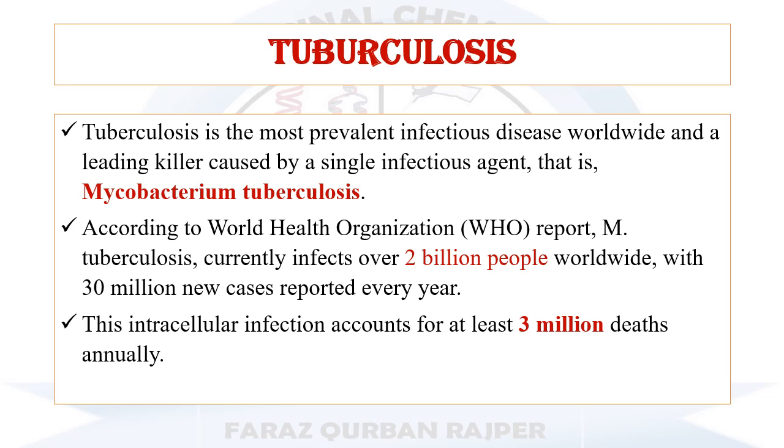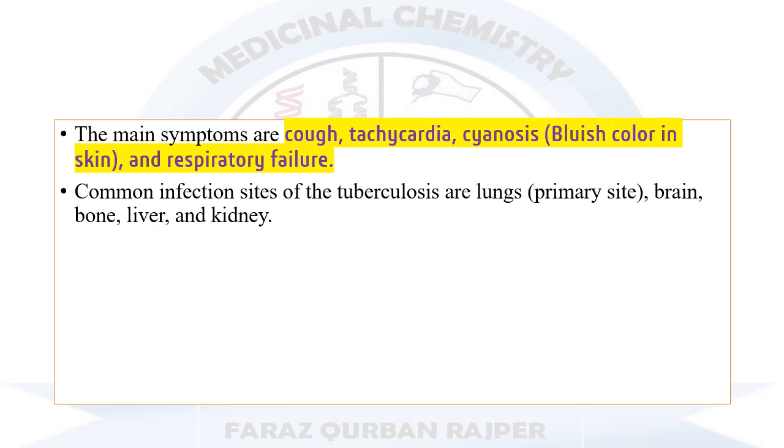It is an intracellular infection that is responsible for the death of 3 million people annually across the globe. The main symptoms of this infectious disease are cough, tachycardia, and cyanosis. Tachycardia is an increase of the heart rate. Cyanosis is the bluish coloring of the skin. In the end, these all cause respiratory failure.